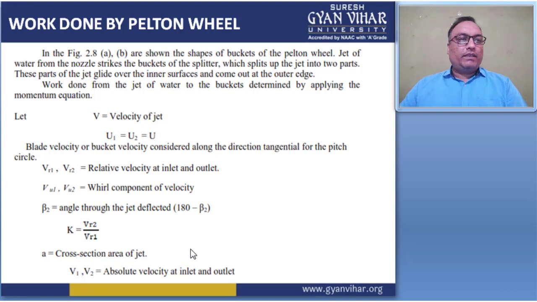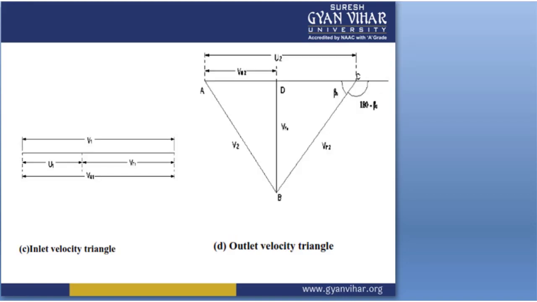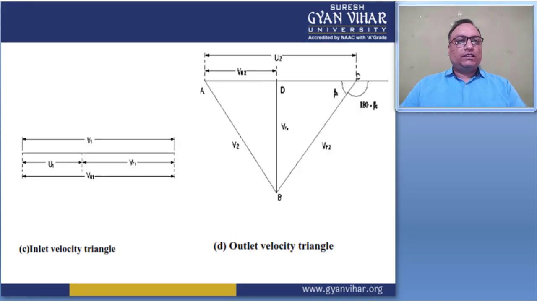In this figure, which is the next page figure, this is the bucket construction in the X direction, and this is the side view of the bucket. Here are the different types of velocities, and this is the velocity triangle of the turbine, and this is the angle of deflection. This figure shows the inlet velocity triangle, and this figure shows the outlet velocity triangle.